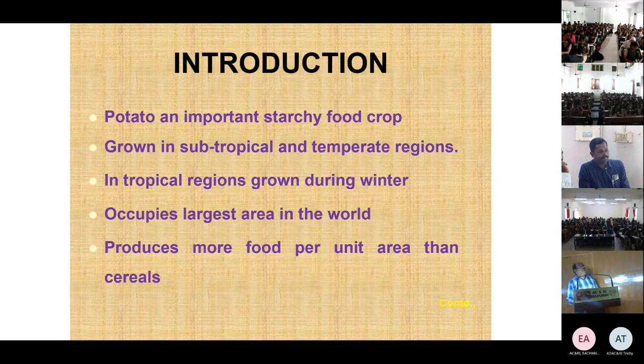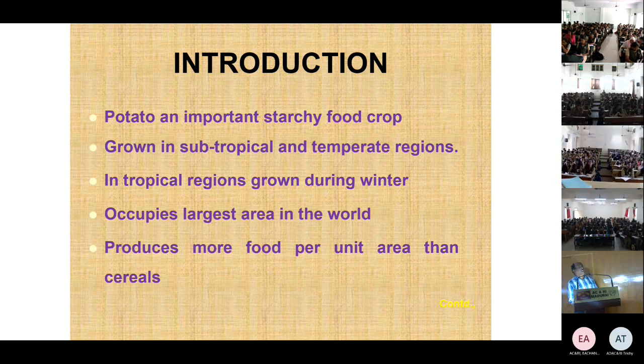So potato is an important starchy food crop, grown in subtropical as well as in temperate regions. In a tropical region, it is grown during the winter season, and the potato occupies the largest area in the world. It produces more food per unit area than cereal crops.